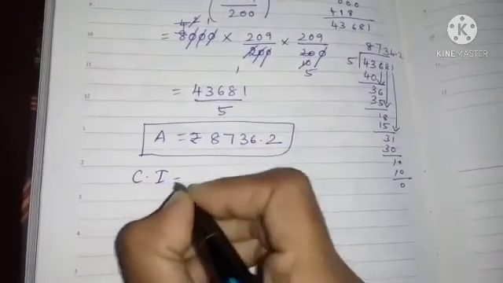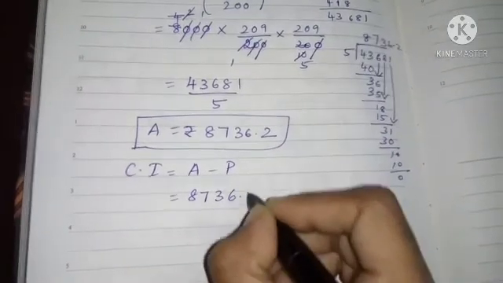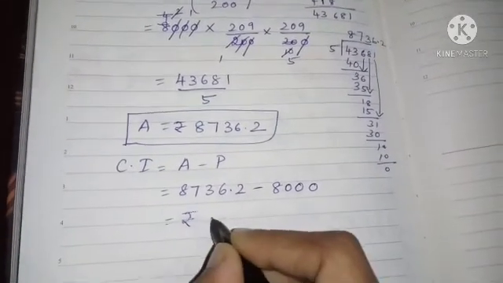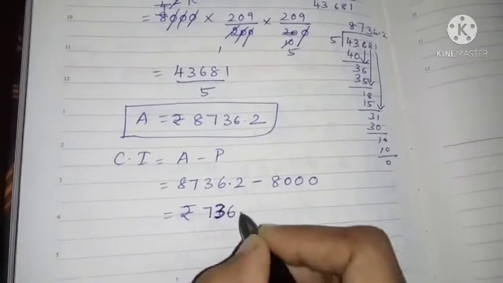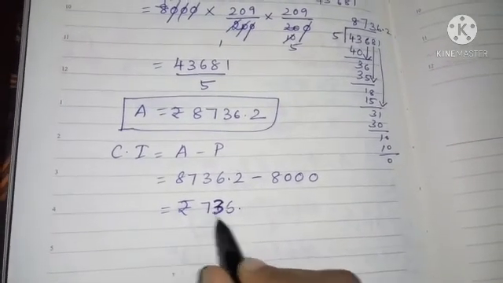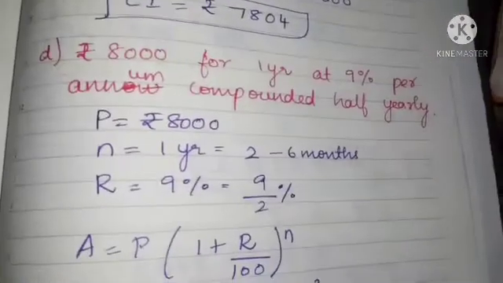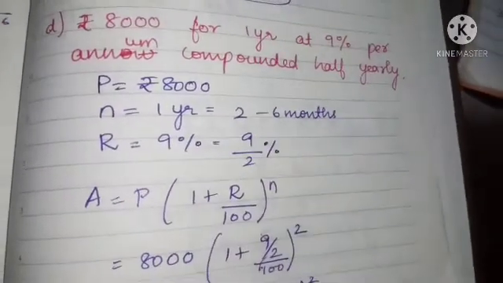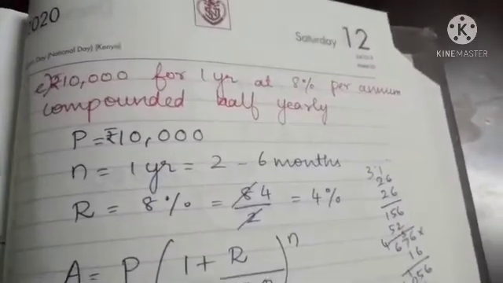Okay, so compound interest is equal to amount minus principal. Amount is equal to 8,736.2 minus 8,000 rupees, the principal. So what is the compound interest you are getting? 736.2 rupees you got as the compound interest. Okay, so here listen, compounded half yearly means 1 year we are considering as 2 6 months, and 9% becomes 9 by 2%. Then just substitute in the formula. Understood?